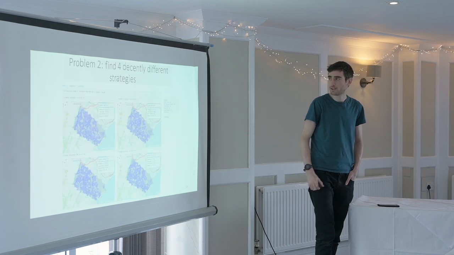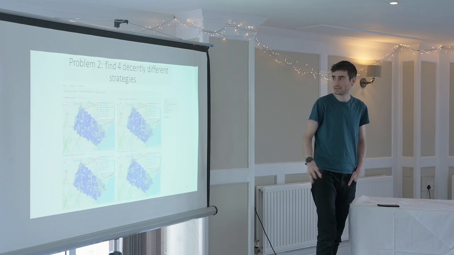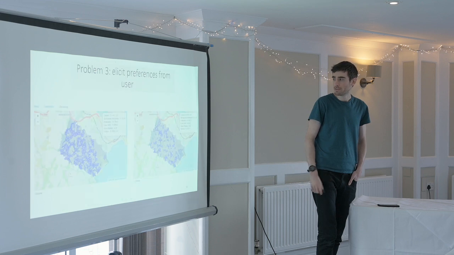Tab 2, we try to find 4 strategies. Now, currently, they're all random, and part of my work also involves trying to find pretty different strategies for this that are feasible, different strategies. Tab 3 is about eliciting preferences from the user. I am not working on this at all currently. That is for a bit later.